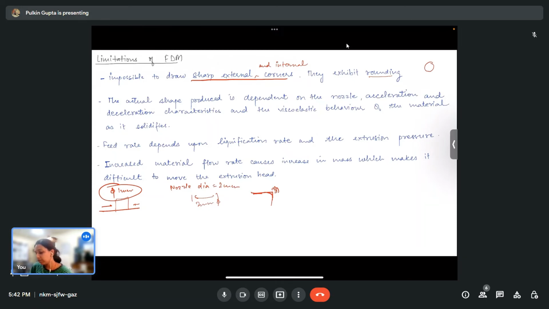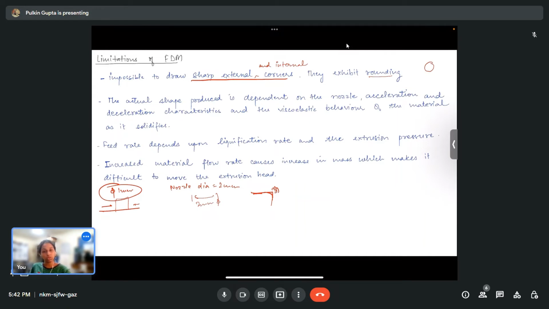The actual shape produced is dependent on the nozzle acceleration and deceleration characteristics and the viscoelastic behavior of the material as it solidifies. So how fast the nozzle is moving, how fast it is decelerating, and the viscoelastic behavior of the material as it solidifies. Does it contract or does it expand on solidification? All these factors determine the actual shape. And the feed rate depends on the liquefaction rate and the extrusion pressure. There is no other way to control the feed rate.